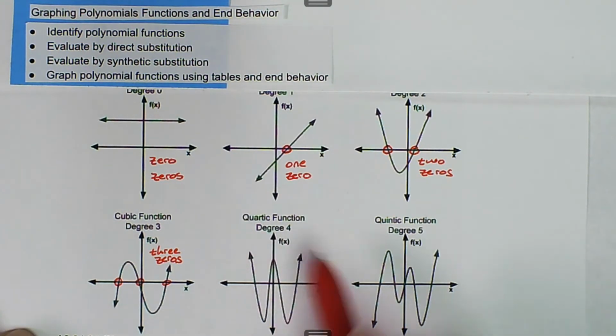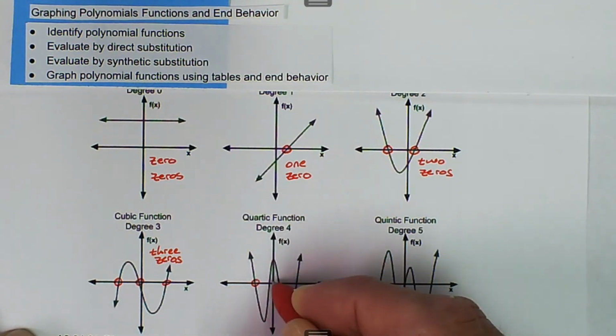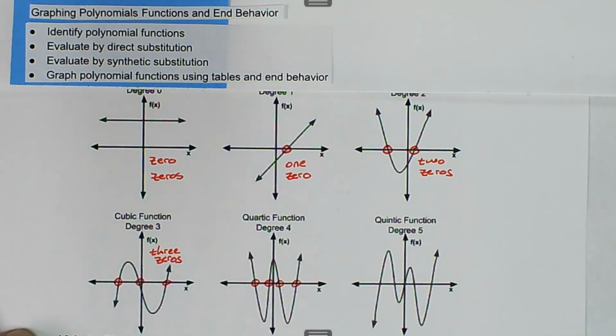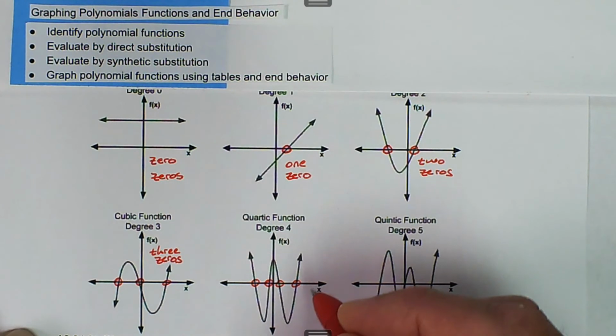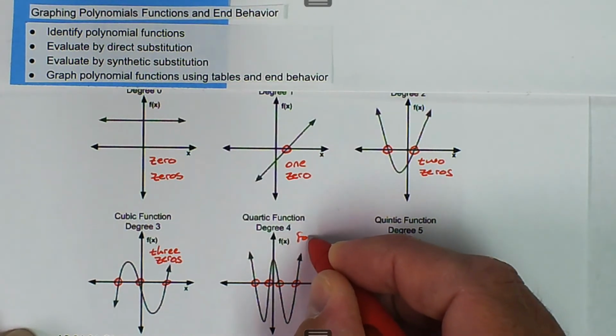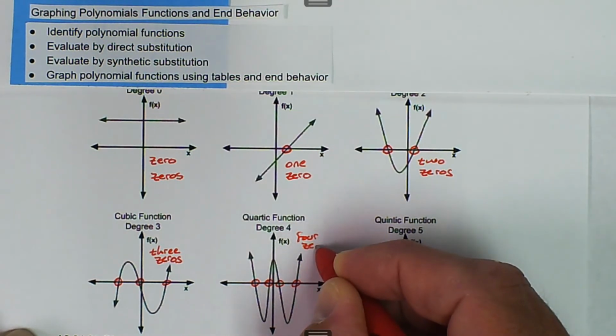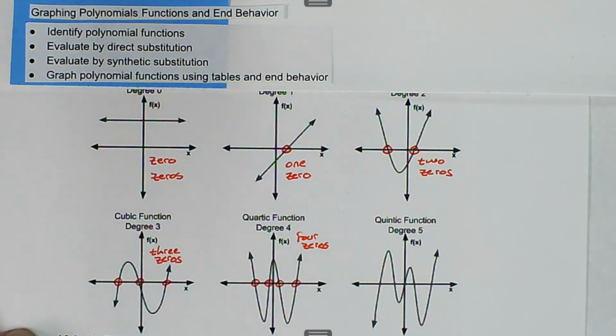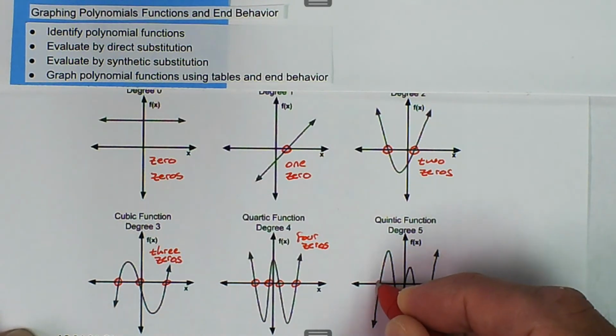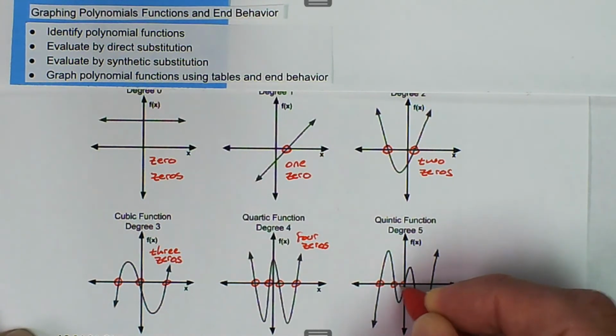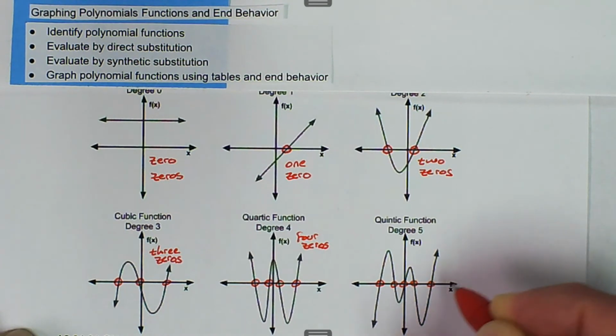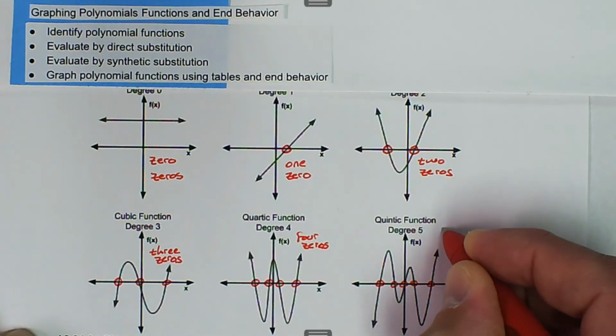Then we have a quartic function. So degree 4 means that we expect there are going to be 4 zeros. And then quintic, we have degree 5, so 1, 2, 3, 4, 5. So that's going to be 5 zeros.